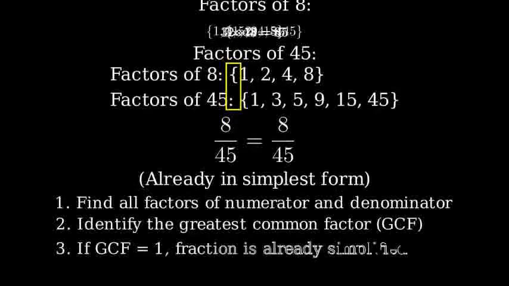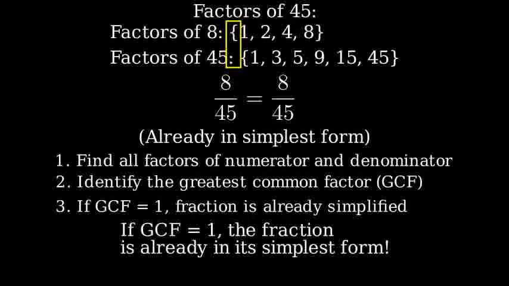First, we found all the factors of the numerator and denominator. Then we identified the greatest common factor between these numbers. Since the greatest common factor was 1, we concluded that the fraction was already in its simplest form. Remember, when simplifying fractions, if the greatest common factor is 1, it means the fraction cannot be reduced any further and is already in its simplest form.